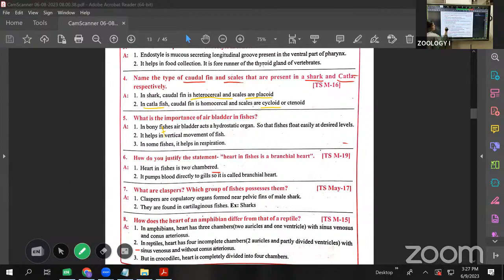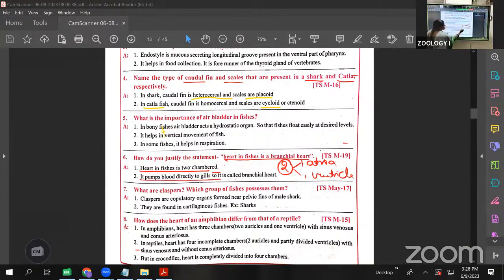Next: how do you justify the statement that the heart in fishes is a branchial heart? Why is the fish's heart called a branchial heart? All of you know the fish's heart has how many chambers? Two chambers are present: one auricle, called the atrium, and one ventricle. Here, one atrium and one ventricle are present. That's why it pumps the blood directly to the gills, so it is called a branchial heart. Here the oxygenated and deoxygenated blood do not get separated.